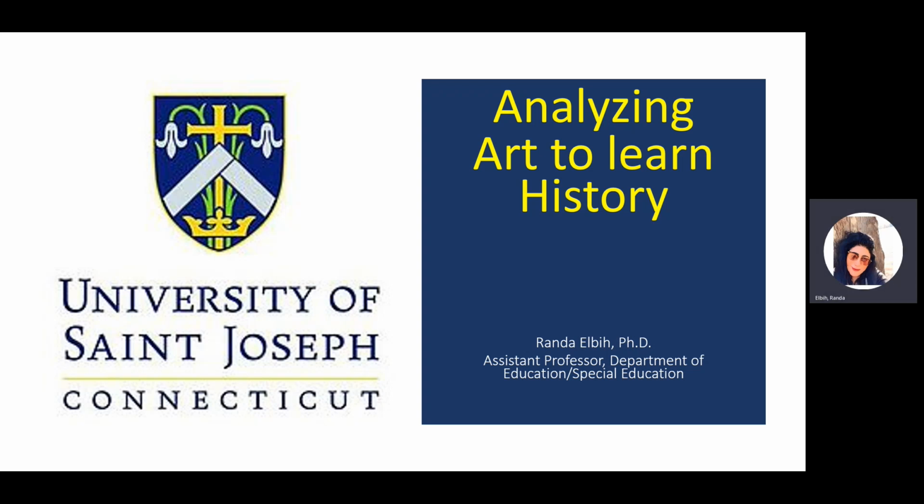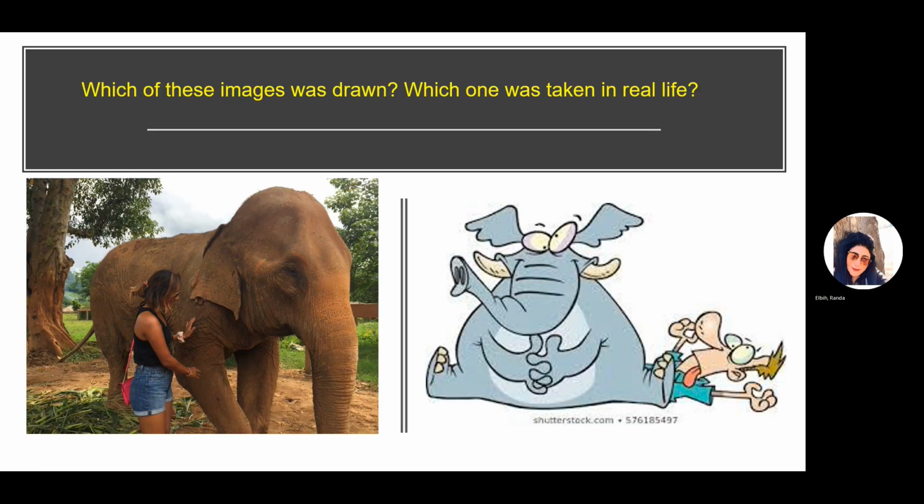Today I'm going to talk about analyzing art to learn history. So when we're looking at images, we think about whether or not these images are primary sources. You can clearly tell the difference between these two images. One of them is pretty or fun to look at, and the other one shows us what the real world looks like.